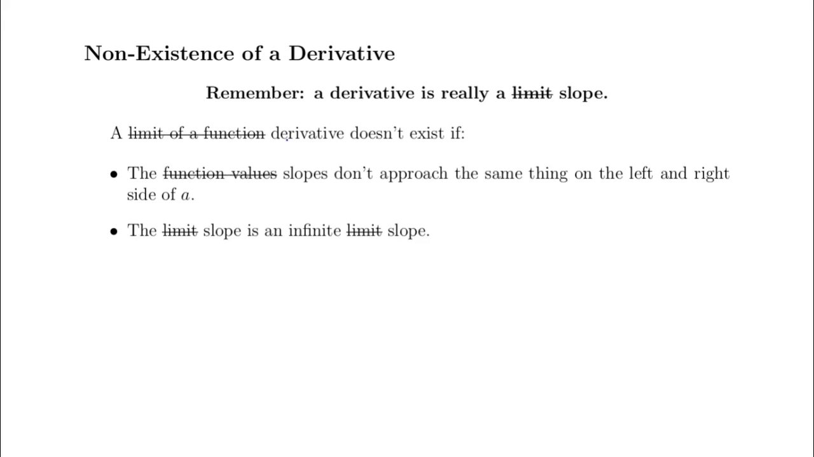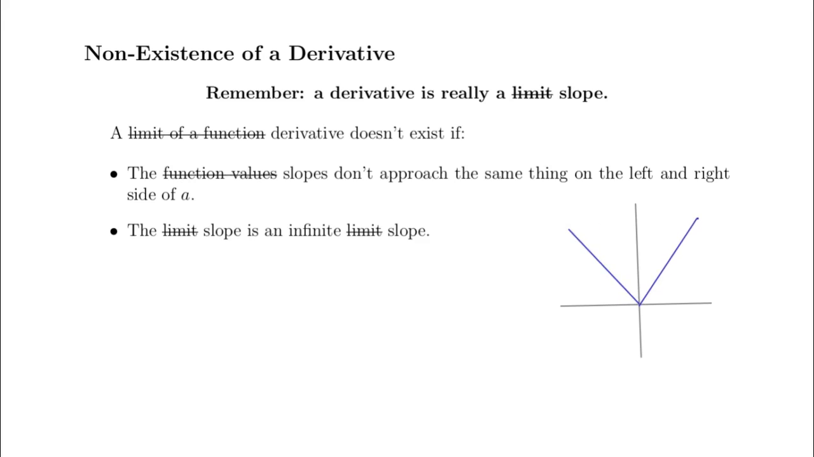The limit is really a slope. So okay, the derivative is really a slope. So the derivative doesn't exist if not necessarily the function values don't approach the same thing on the left and the right, but if the slopes don't approach the same thing on the left and the right. So if we have a different slope on the left versus the right, a really classic example of this is just the absolute value function.